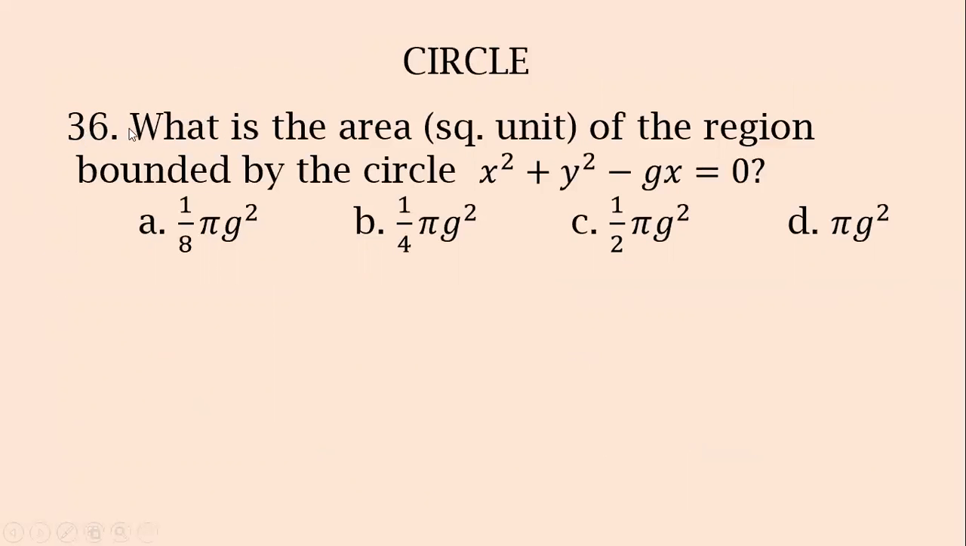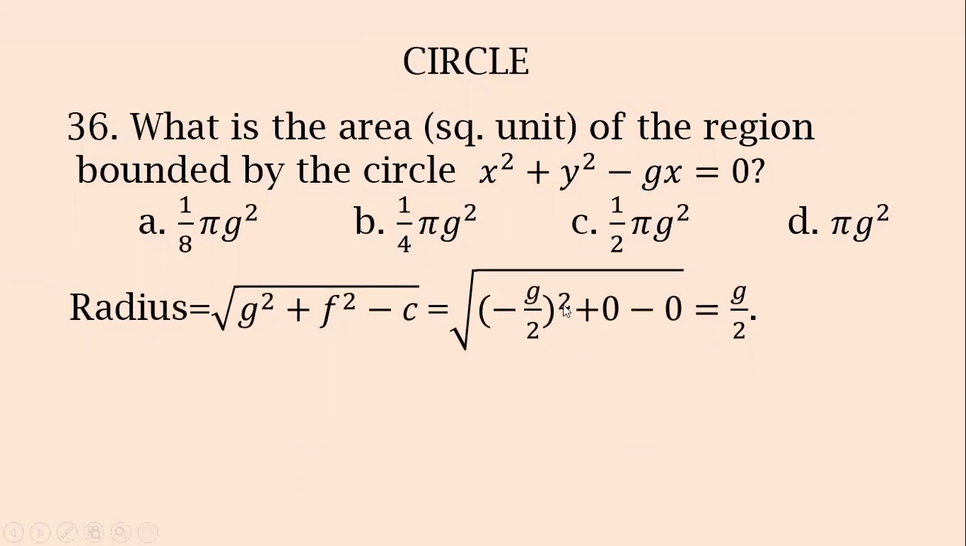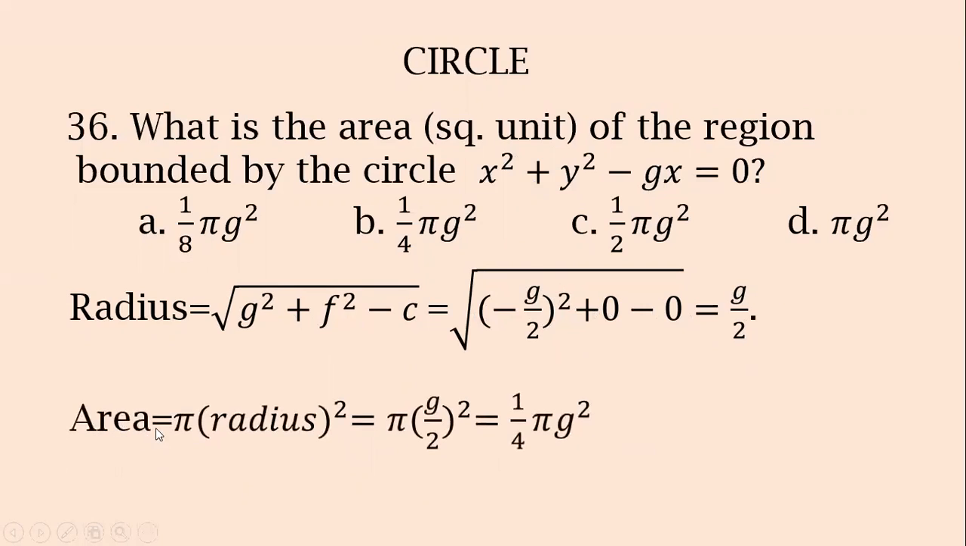Now the next question. What is the area of the region bounded by this: x square plus y square minus gx is equal to 0? From this we have to find out the radius. Radius is root of g square plus f square minus c. Here the center is (g by 2, 0), so f is equal to 0 and c is equal to 0. So this is the radius. So area is equal to pi r square, which is pi times (g by 2) whole square. So this is the area. That is, option B is correct.